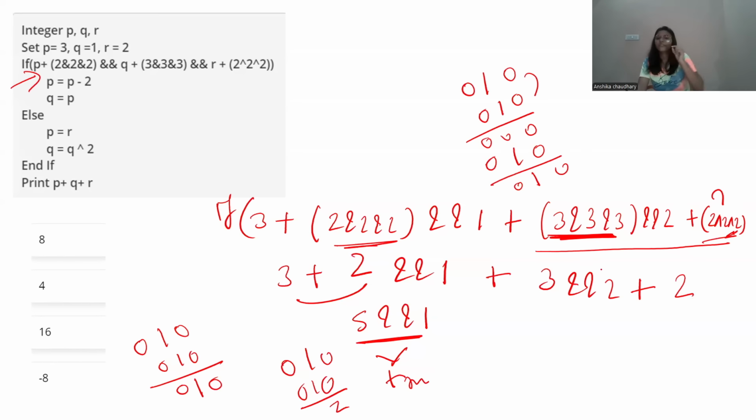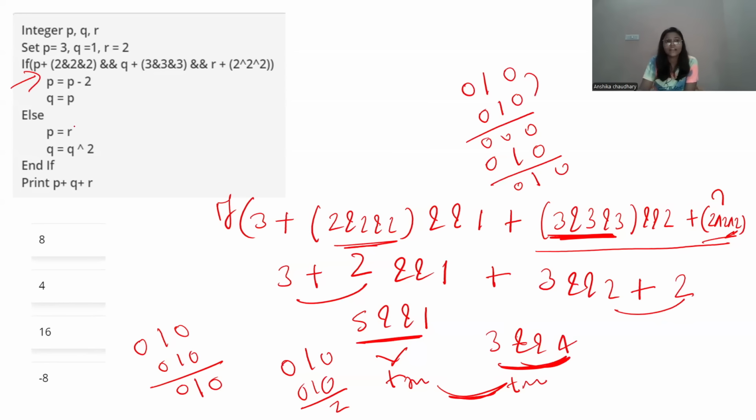Now between logical and the arithmetic operator, that means plus, whose priority is first? Obviously the arithmetic operator. So it will become 4. So 3 and 4, both are non-zero values, so it will be true. So true and true will become true only, right? So true, we will come into the if part. So p equals p minus 2. P was 3, 3 minus 2 will become 1.